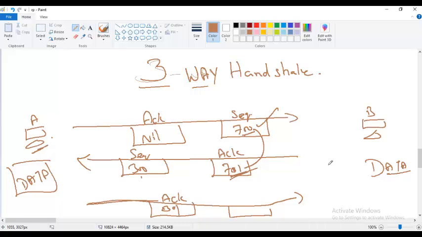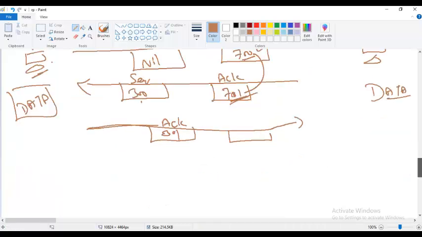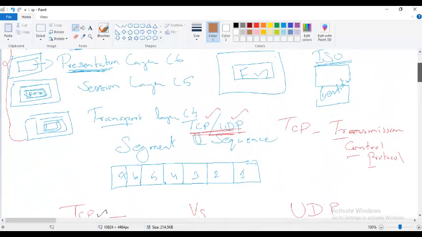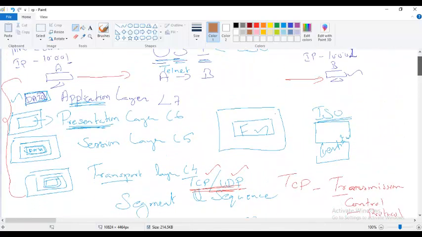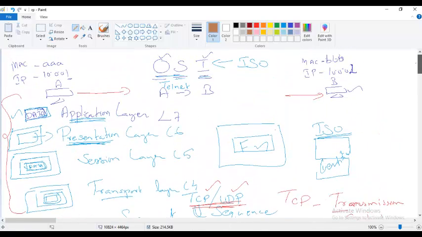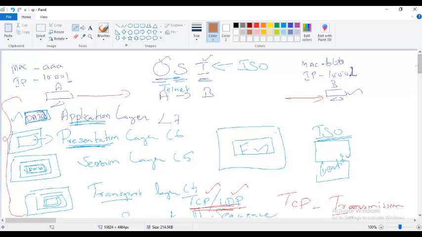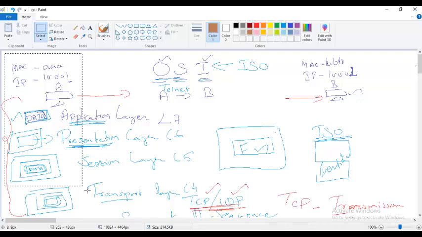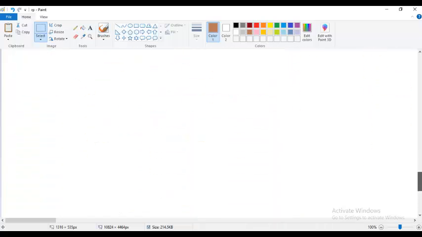Okay. Now let us move on to yesterday's discussion. We went up to the transport layer and we have learned a lot of things about the transport layer. So what I'm going to do is copy this portion down.